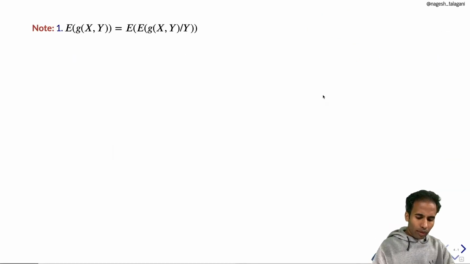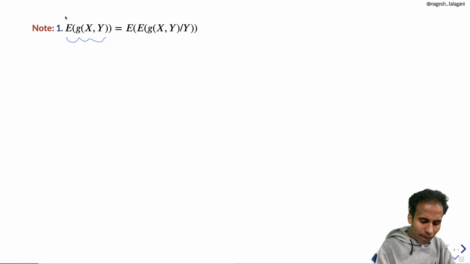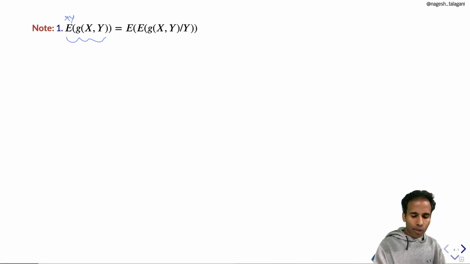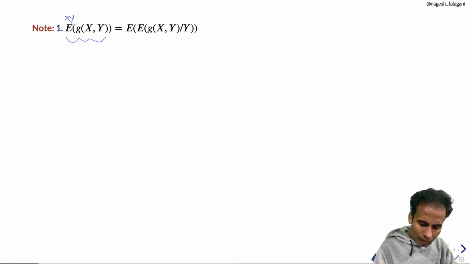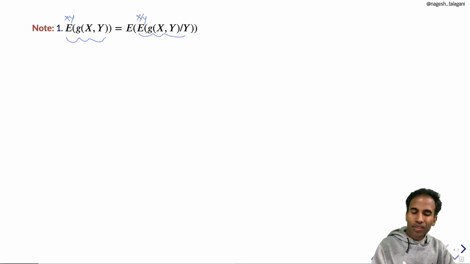Next. The note 1: expectation of g of x, y equal to the expectation of the conditional expectation of g of x, y given y. First of all, let me make sense out of this expression. The left hand side expectation I want to call the joint expectation, because here I am going to use the joint PDF of x, y to compute this expectation of g of x, y. Here, on the right hand side, this one, the conditional expectation of g of x, y given y, here we use the conditional PDF of x given y to compute this expectation.